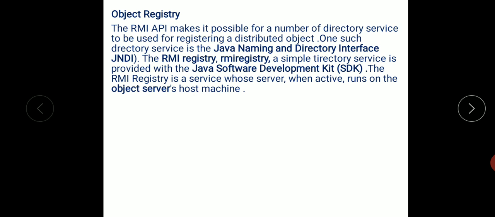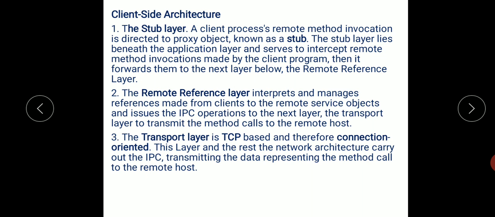First of all, we will see the client side architecture. In the stub layer, the client processes remote method invocation as directed to a proxy object known as a stub. The stub layer lies under the application layer and serves to intercept remote method invocations made by the client program.